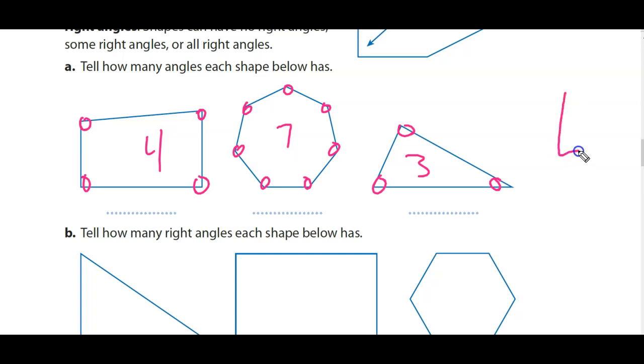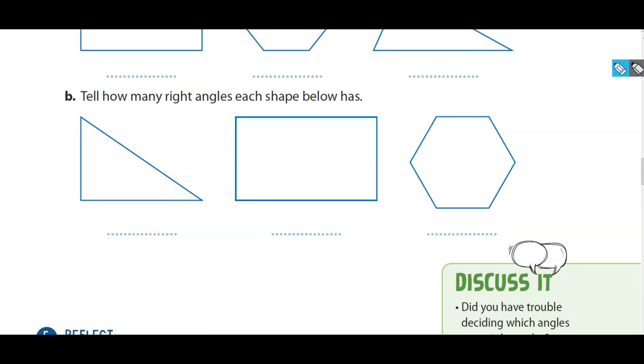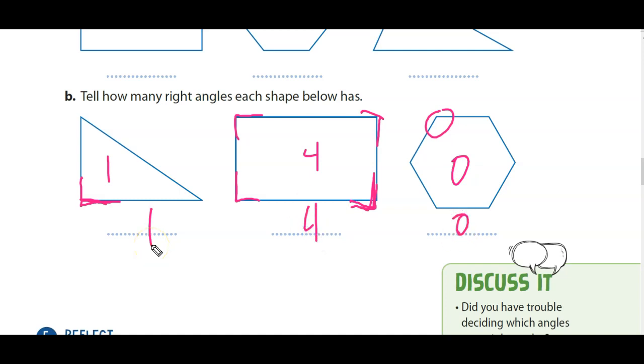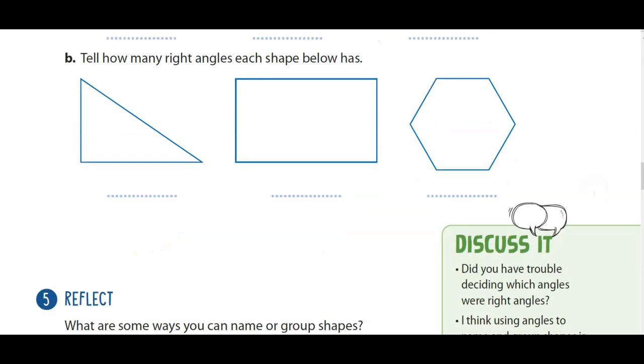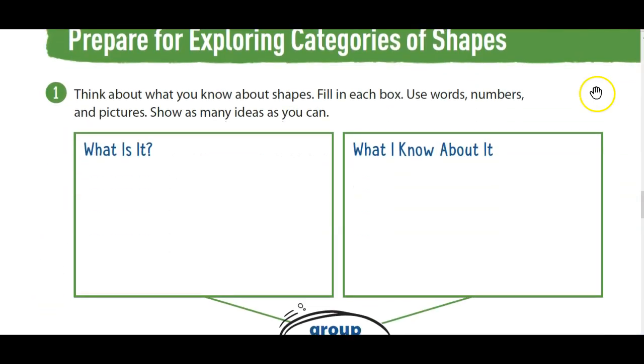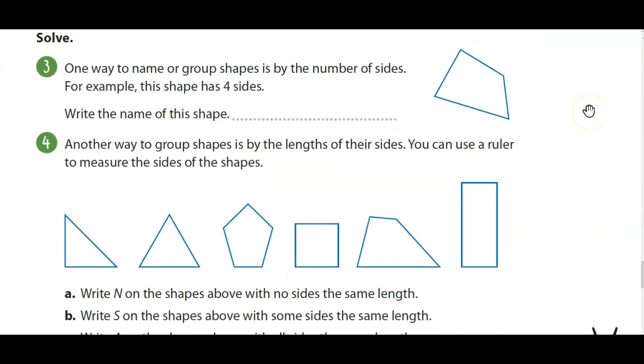B says tell how many right angles each shape has. Again, right angles actually form a capital L. So let's see. This shape has only 1. See the capital L that it forms? So it only has 1 right angle. This one has 1, 2, 3, 4 right angles. This one doesn't have any. Do these corners right here look like this? No, they don't. So that one has 0. So 0, 4, and 1. Skip that. Let's go to this one here.